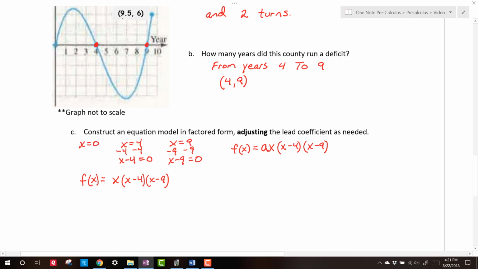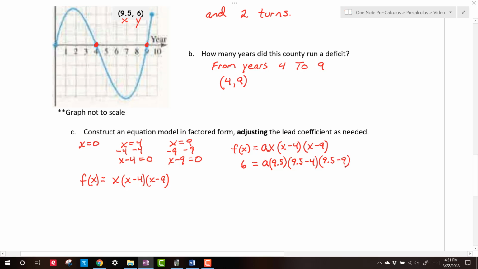Right up here at the top, they gave me a point, 9.5 comma 6. The 9.5 represents x, and the 6 represents y, or f of x. I'm going to plug those into my function. The 6 goes in for y. I don't have anything to plug in for a, but the 9.5 goes in for x: 9.5, 9.5 minus 4, 9.5 minus 9.